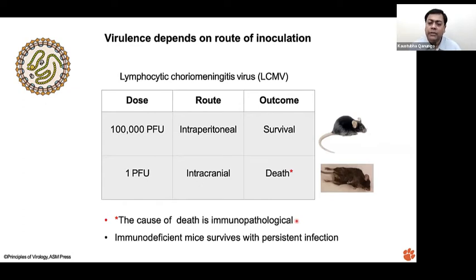And we are going to see how this works in the later part. Interestingly, if you take immunodeficient mice, those mice survive this persistent infection as well. So you can see that here, the virulence is dependent upon the immunopathology, and we are going to see much more of that in the later part as well.